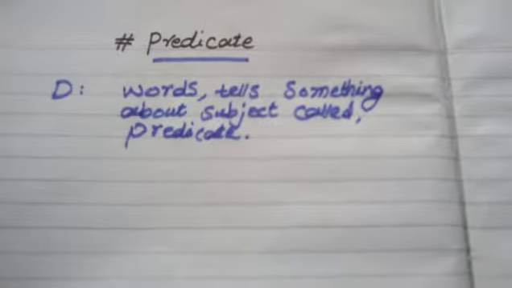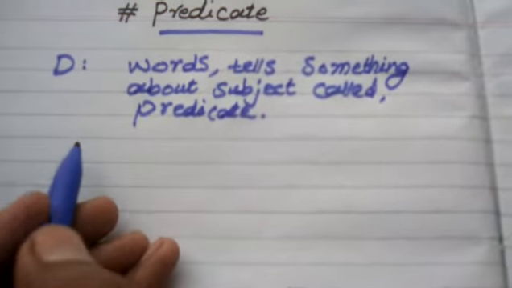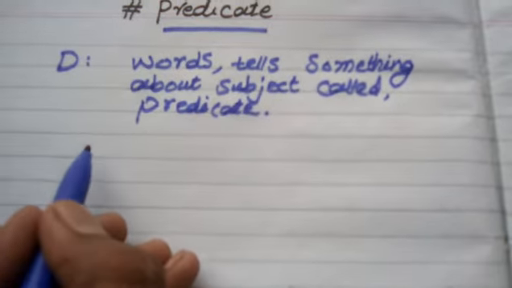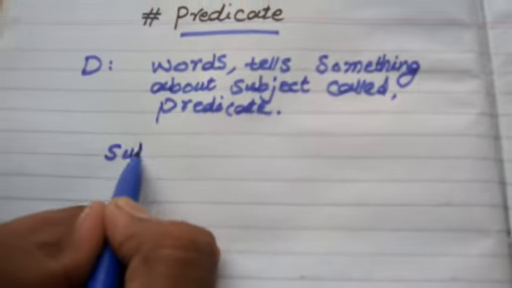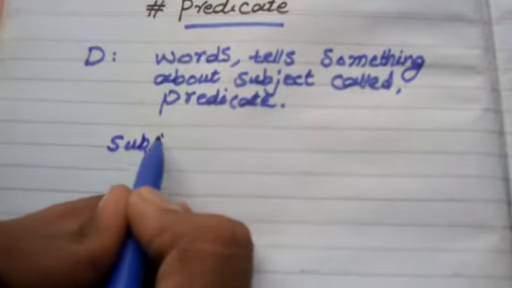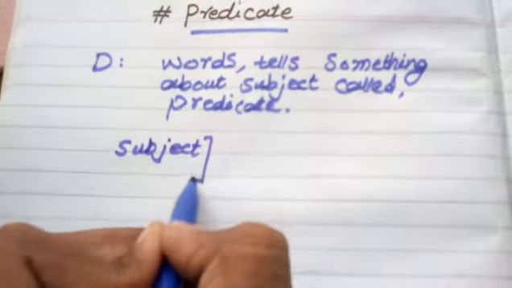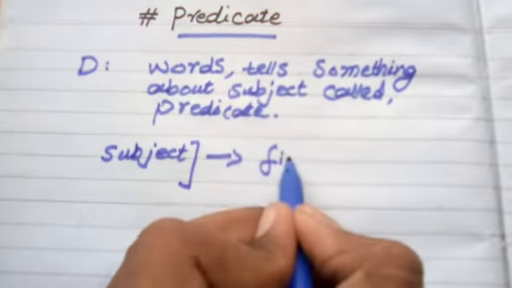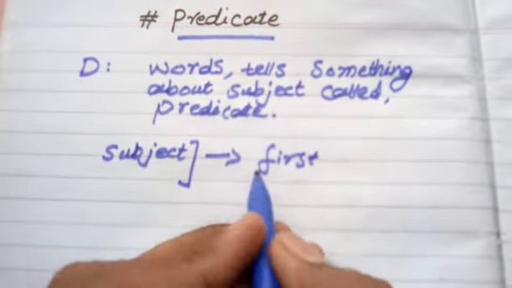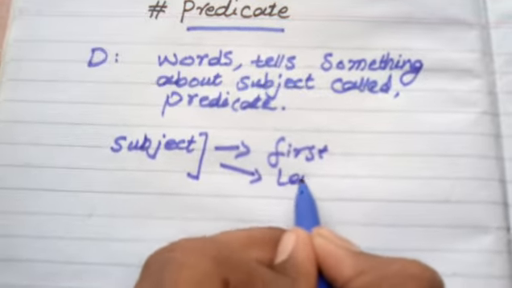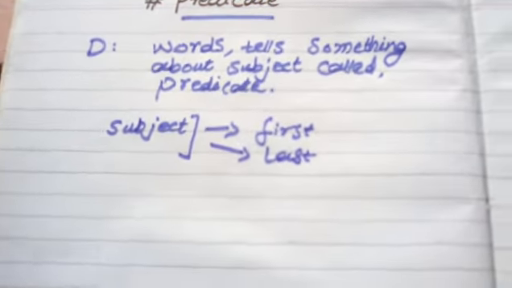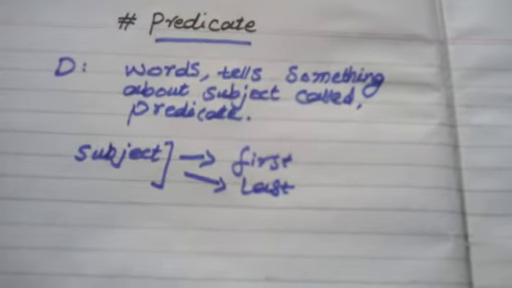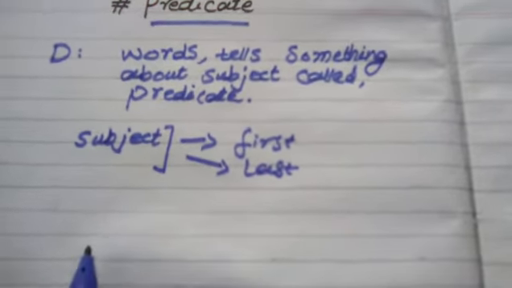First I want to tell you something about the subject, which we use in different sentences. Sometimes the subject comes first and sometimes it comes at last. Okay, for example, I have a different example.